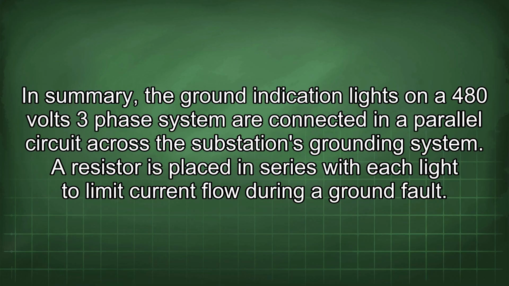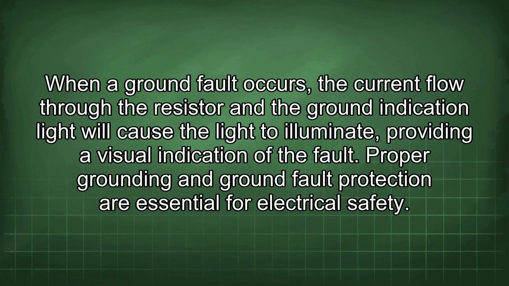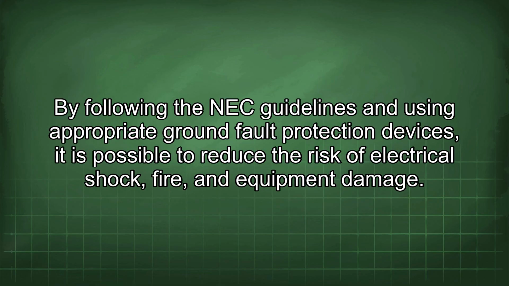A resistor is placed in series with each light to limit current flow during a ground fault. When a ground fault occurs, the current flow through the resistor and the ground indication light will cause the light to illuminate, providing a visual indication of the fault. Proper grounding and ground fault protection are essential for electrical safety. By following the NEC guidelines and using appropriate ground fault protection devices, it is possible to reduce the risk of electrical shock, fire, and equipment damage.